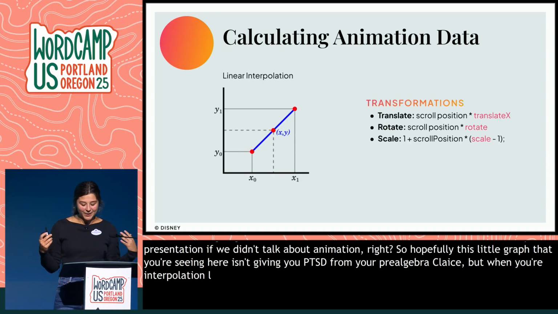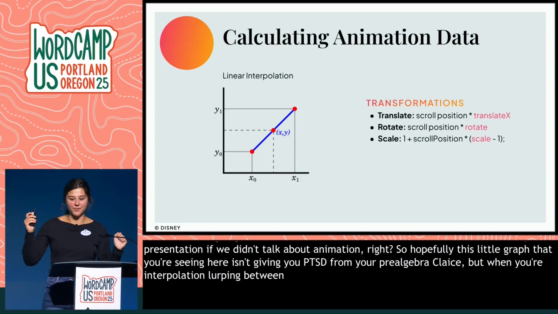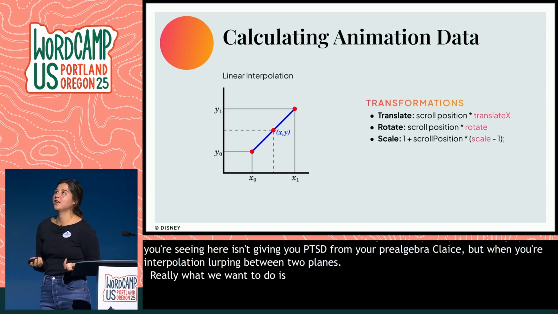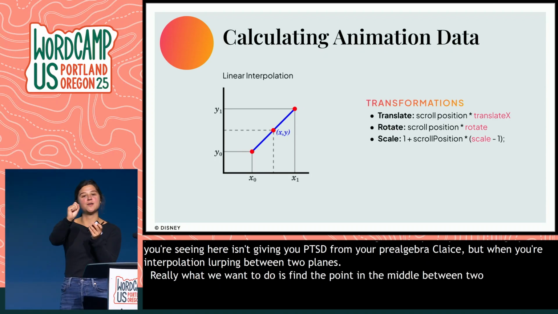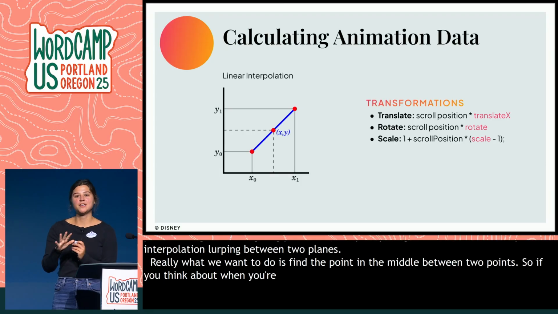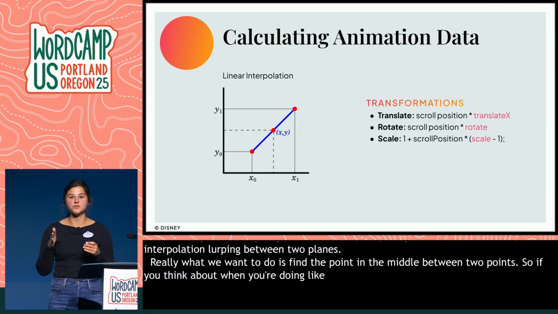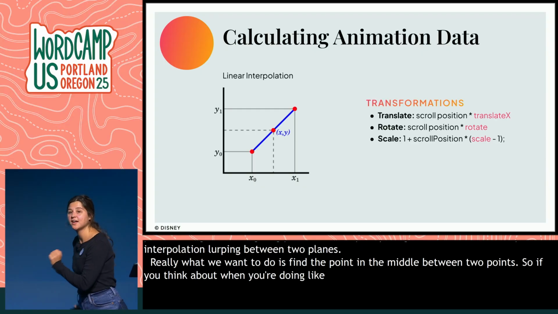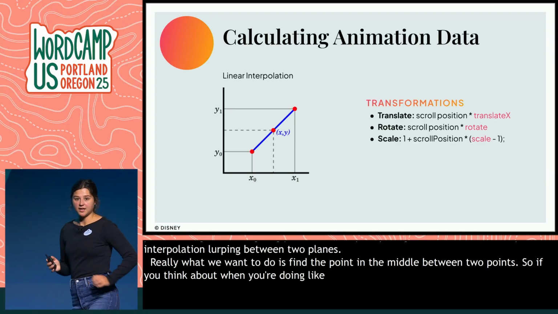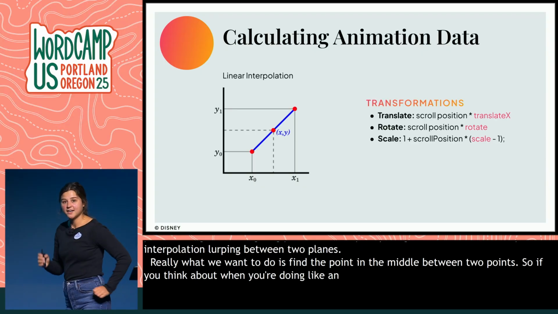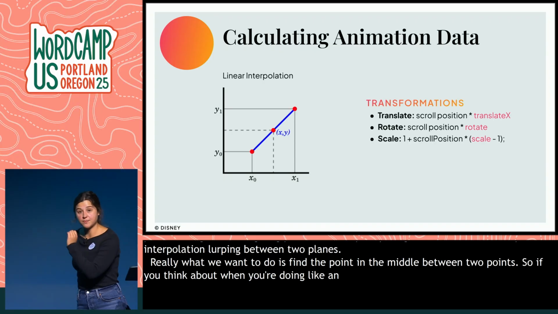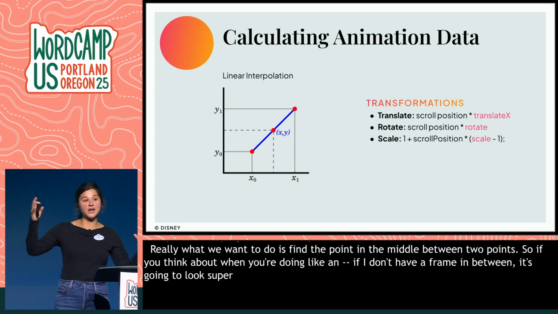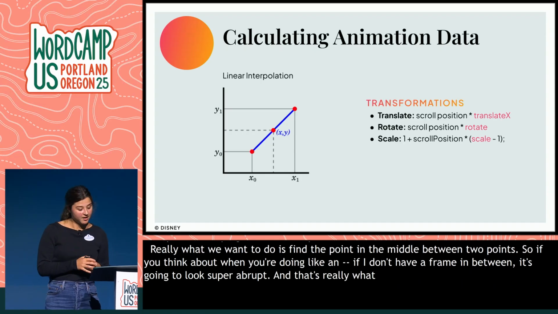Really all we want to do is find the point in the middle between 2 points. If you think about doing an animatic or a flip book, what makes it look like that thing is moving? It's those in-between frames. If I'm in this starting position and then this is my next frame, and I don't have a frame in between, it's going to look super abrupt. That's really what linear interpolation is: we're finding those in-between values.